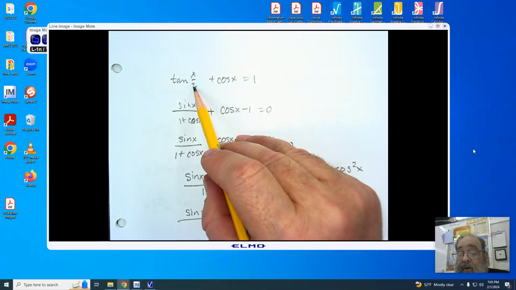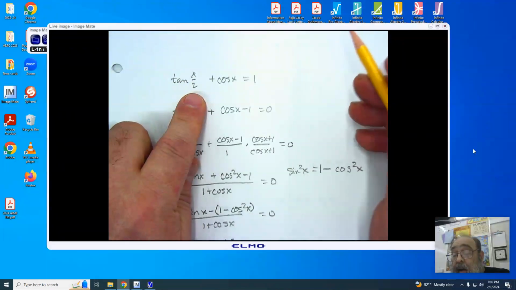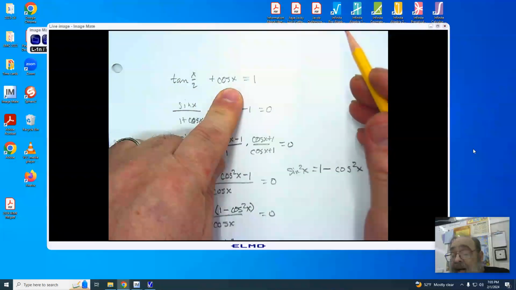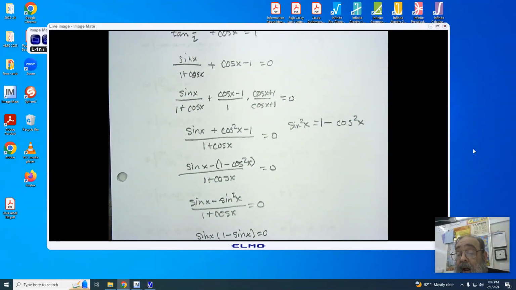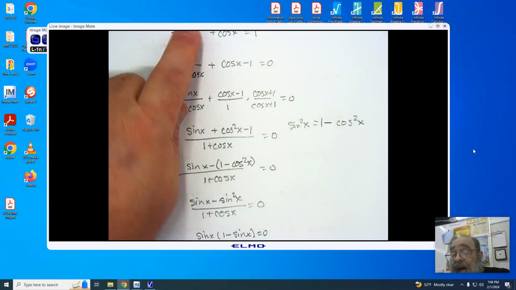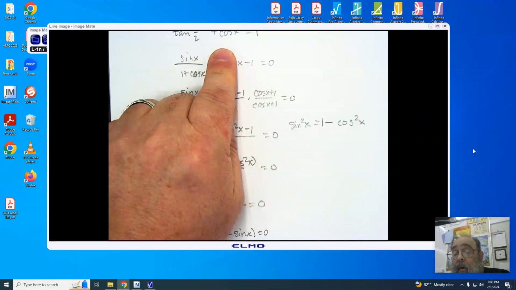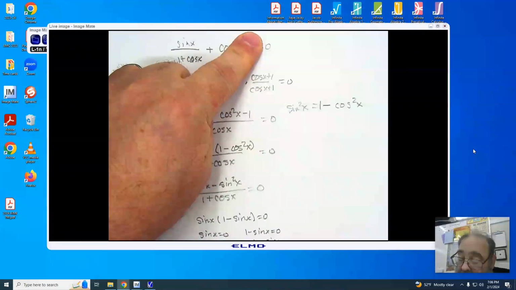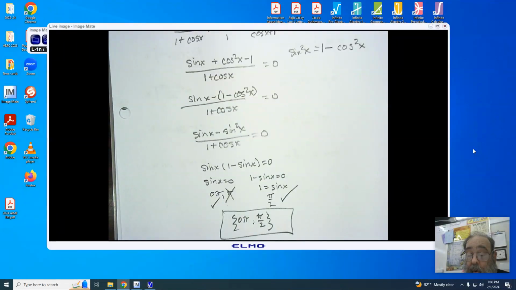So I have 0 over 2 for the tangent. We know that the tangent of 0 degrees, or 0 pi, is 0. The cosine of 0 pi is 1, and 0 plus 1 makes 1. 0 pi works. We're now going to put in pi over 2. Tangent of half of pi over 2 is pi over 4, and the tangent of pi over 4 is 1. The cosine of pi over 2 is 0, and 1 plus 0 is 1. pi over 2 will work. I now know that the two solutions are 0 pi and pi over 2. That is my answer to number 14.